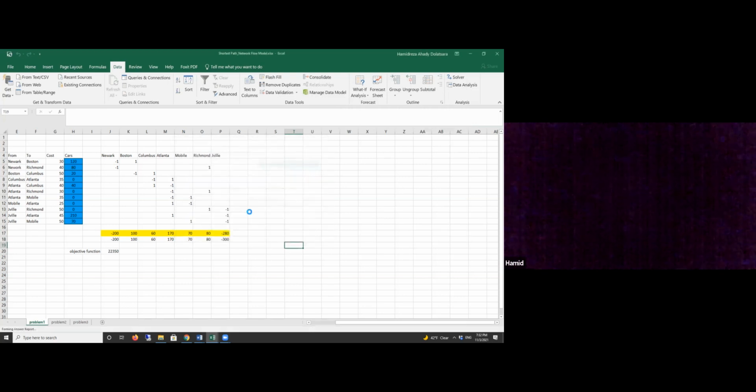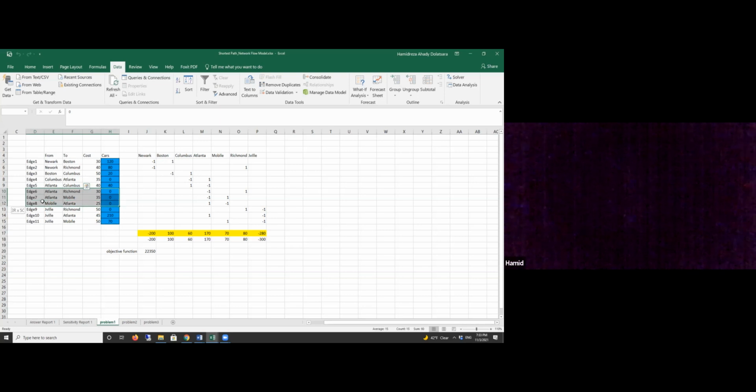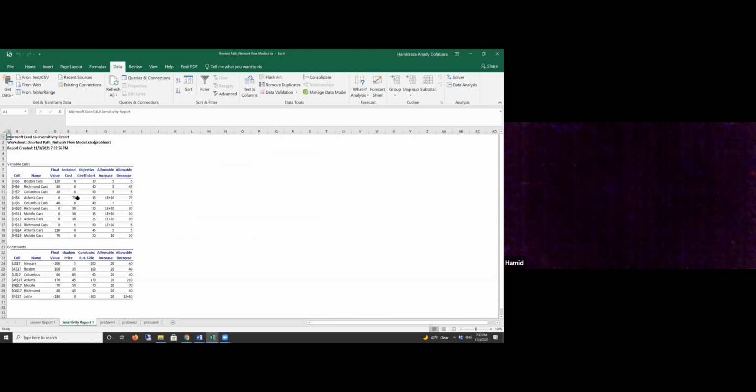Answer sensitivity. As you see, you don't send any car from Columbus to Atlanta, nothing from Atlanta to Richmond, Mobile to Atlanta, Jacksonville to Richmond. These are the zeros. Some of them have reduced costs. It just means how you can improve the transportation cost, so it becomes efficient to use those links.